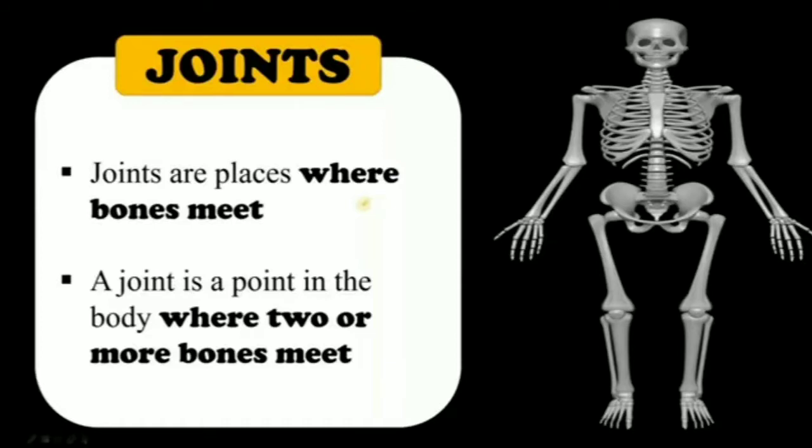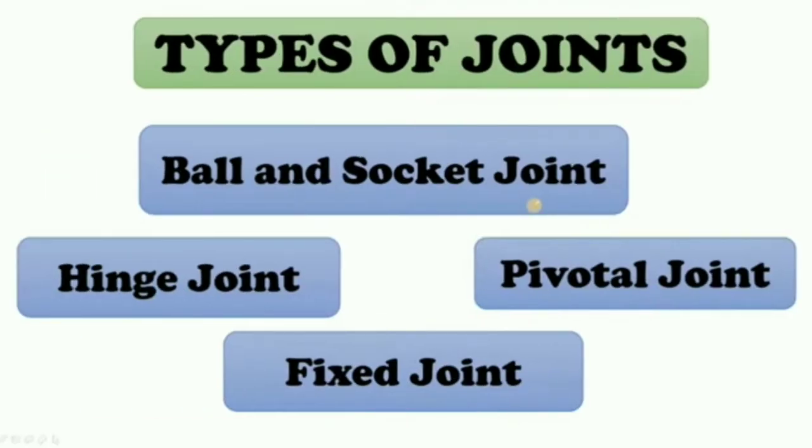We already know that human bodies have a definite shape due to the presence of cartilage, bones, and muscles. Is it possible to move our body parts without joints? No, right? So, next we are going to discuss joints. What is meant by joints? Yes, joints are places where bones meet. A joint is a point in the body where two or more bones meet. There are four types of joints: ball and socket joint, hinge joint, pivotal joint, and fixed joint.